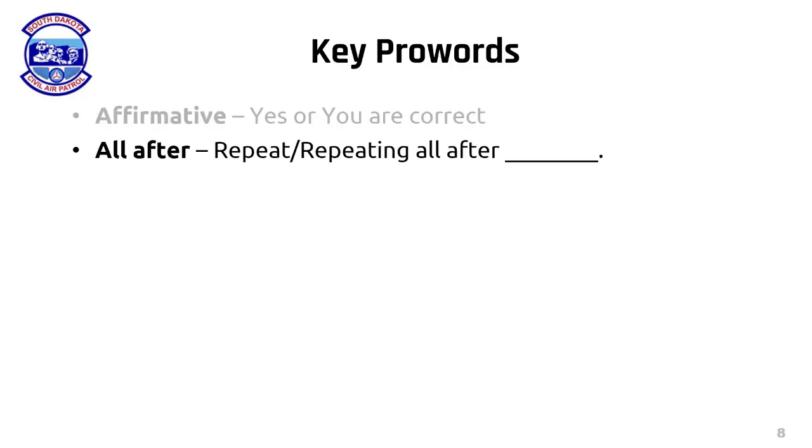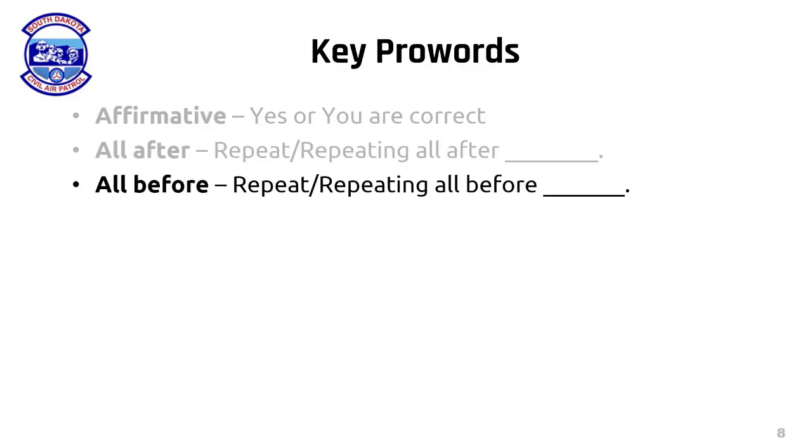All after means we're asking for a repetition, asking the other station to repeat something, or saying, I'm going to repeat something. And typically you would say all after or all before a certain word that you last had correctly. So you might say, all after rendezvous. And then the rest of the sentence would be repeated so you're sure you have it.